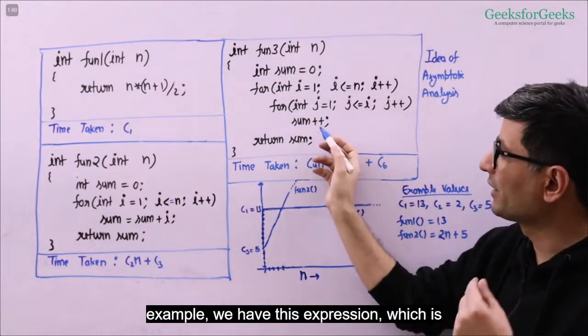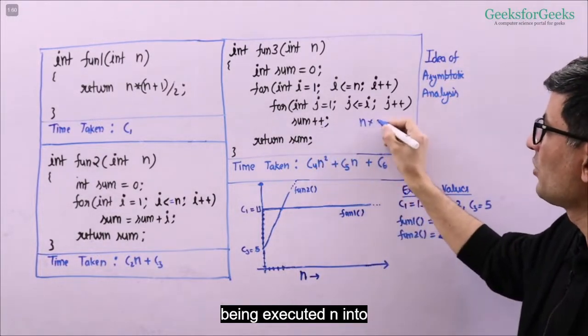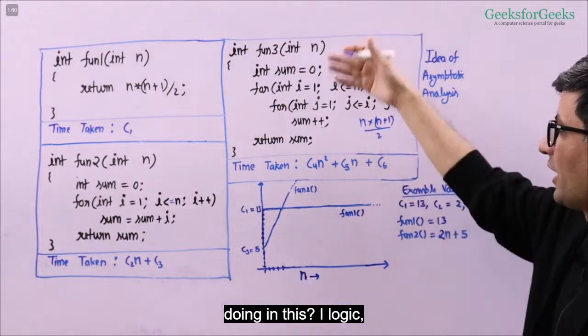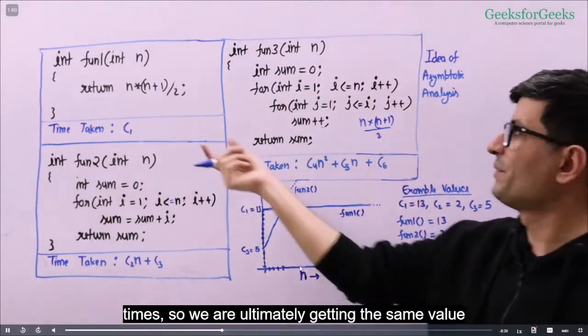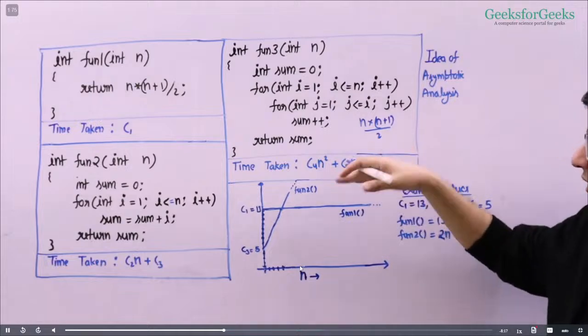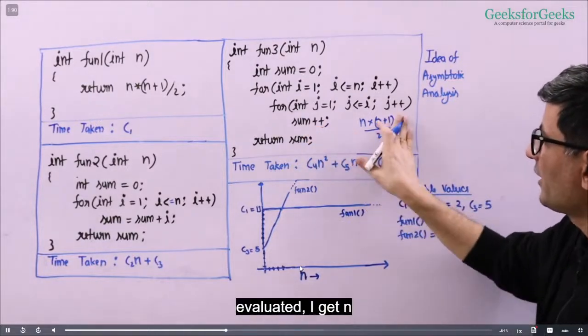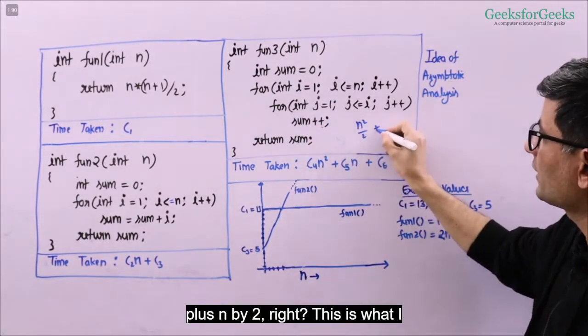In this example, we have this expression which is being executed n into n plus 1 by 2 times. What are we doing in this logic? We are incrementing sum these many times, so we are ultimately getting the same value here. So if I try to compute how many times this expression is being evaluated, I get n squared by 2 plus n by 2. This is what I get.